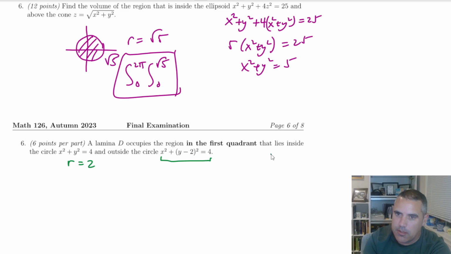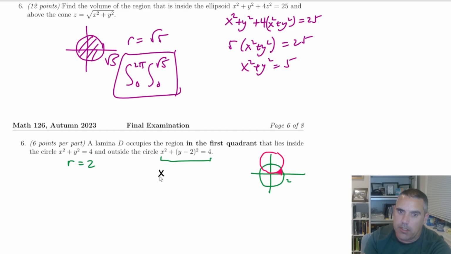This one, so they're helping us by telling us that it's this circle. So we have a circle centered at the origin, which is 2. We have a circle centered at 0, 2, so it looks like this. We're in the first quadrant, and we're inside this circle, and outside this circle. So I should have drawn this better. I think it's saying this little region, this little sliver that we have. Yeah, inside that circle. Okay, so I should have drawn it a lot bigger.